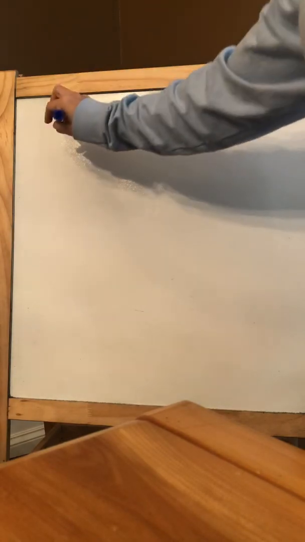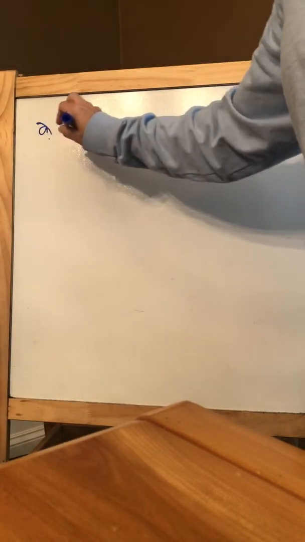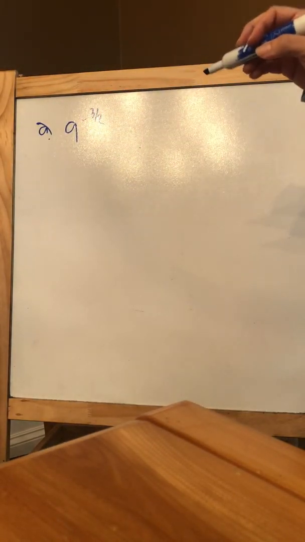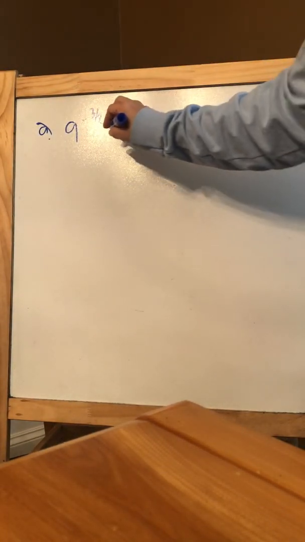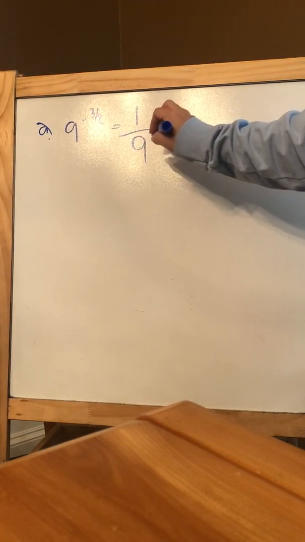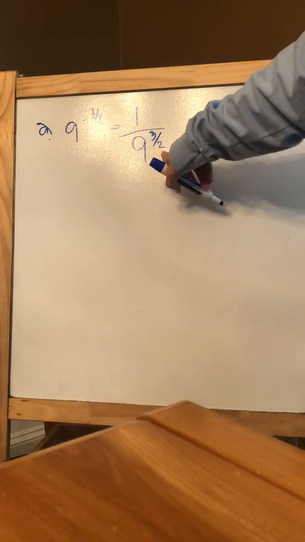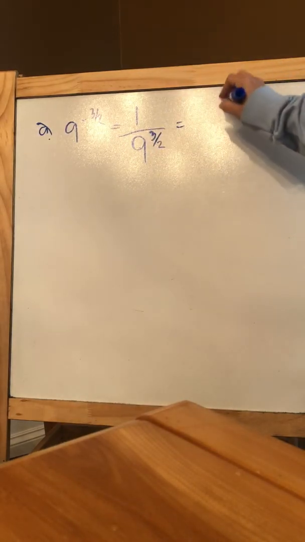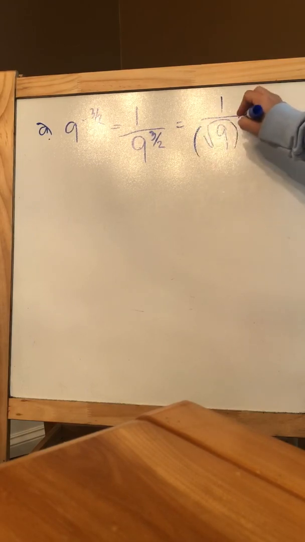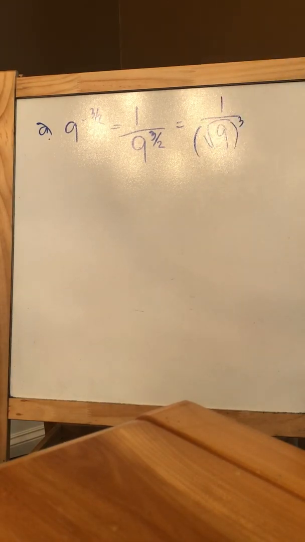Okay, let's look at practice 3A. We have 9 to the negative 3/2. All right, first let's get rid of our negative exponent. So we have 1 over 9 to the 3/2. Now look at your denominator. We have 1 over the square root of 9 to the 3rd.